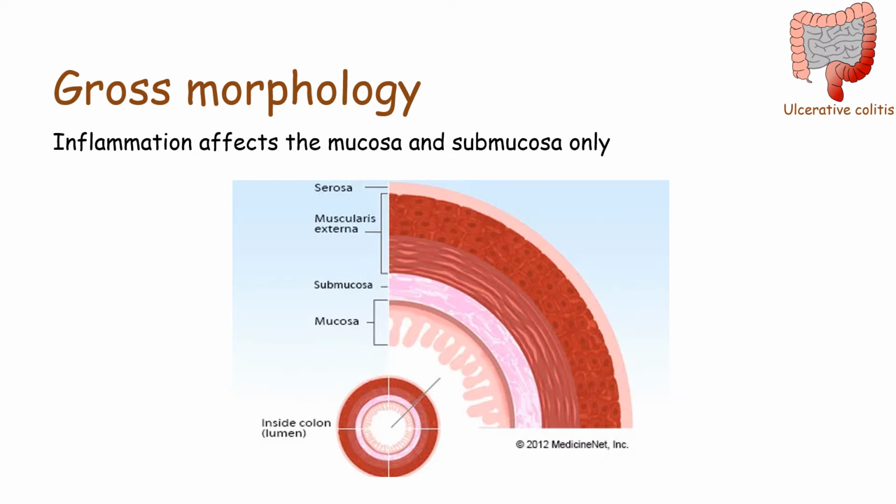In terms of the gross morphology, ulcerative colitis will affect the mucosa and submucosa only. Here we have a section through the large bowel, and we can see all the different layers. Only the submucosa and the mucosa are affected in ulcerative colitis. This is in contrast with Crohn's disease, where we will see a transmural inflammation, affecting all the layers of the colon.